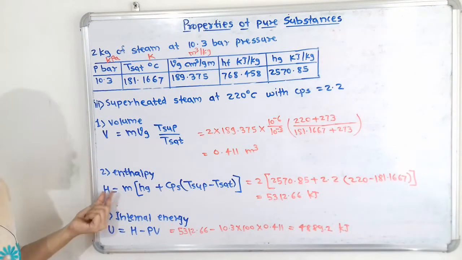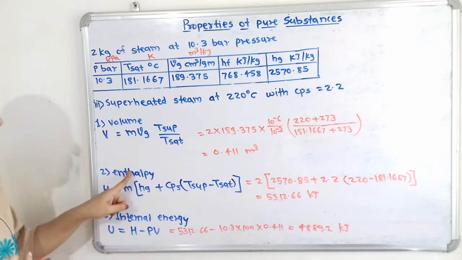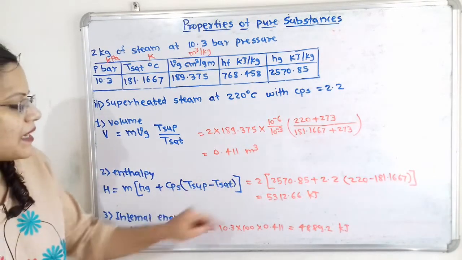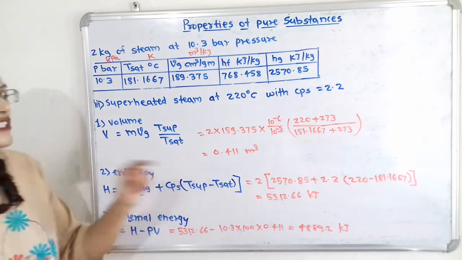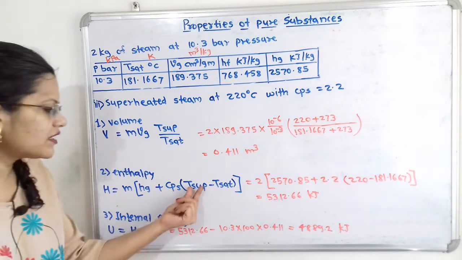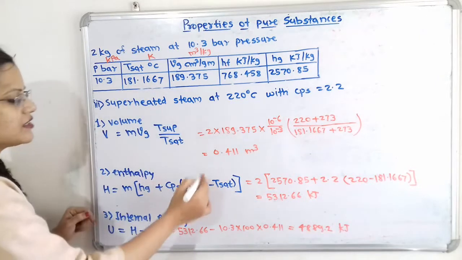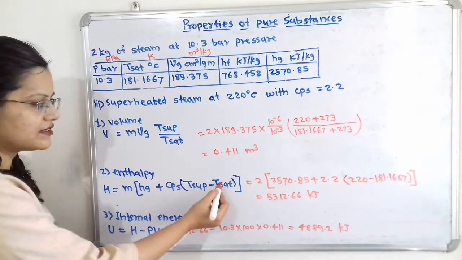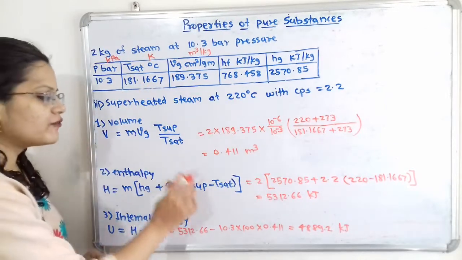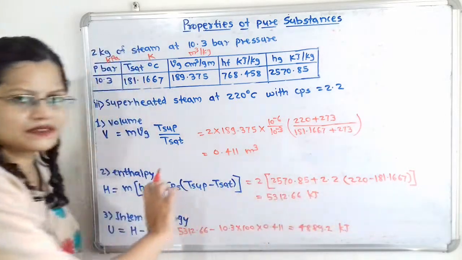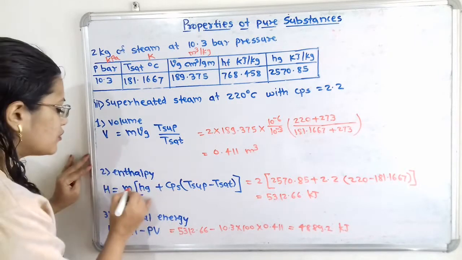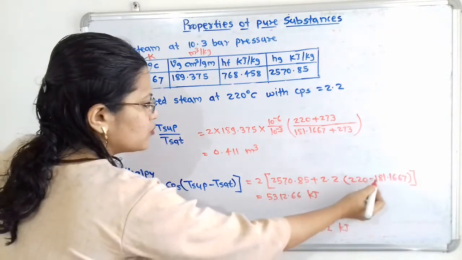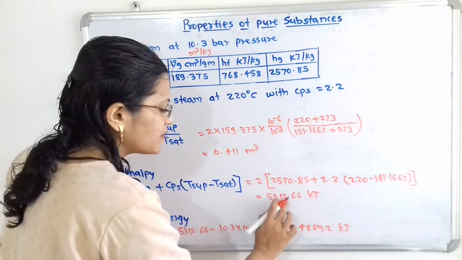Now we will calculate the enthalpy. So total enthalpy is specific enthalpy multiplied by mass. The specific enthalpy for the superheated steam is hg plus Cps, that is the specific heat of superheated steam, multiplied by the temperature difference, T superheated minus T saturated. Now if we take the difference, whether the temperature is in degree Celsius or in Kelvin, this difference is the same. So we will take the temperature in degree Celsius as it is, that is 220 minus 181. So we can take either degree Celsius or Kelvin. So we will put the value 2 in the bracket hg, that is 2570.85 plus 2.2 in the bracket 220 minus 181.1667. So the answer is 5312.66 kilojoule.